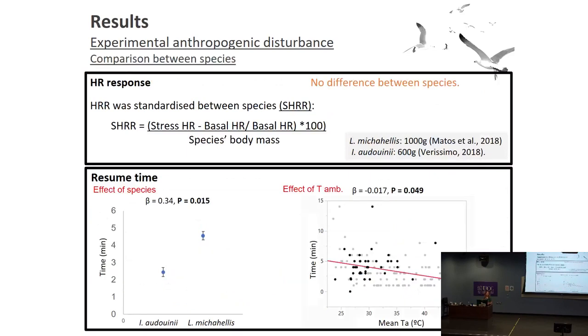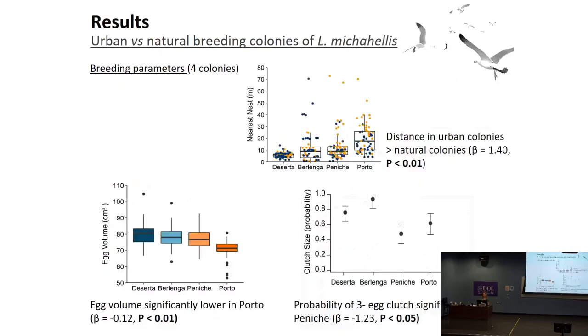In the comparison between species, we standardized the heart rate response for the body mass from the literature, but we didn't detect any significant differences in their response to the stimulus. But regarding resume time, we did detect an effect of species: Larus michahellis took longer to resume incubation than Audouin's gull. We also did find an effect of ambient temperature, and when there were higher temperatures, the gulls took less time to resume incubation duties after disturbance.